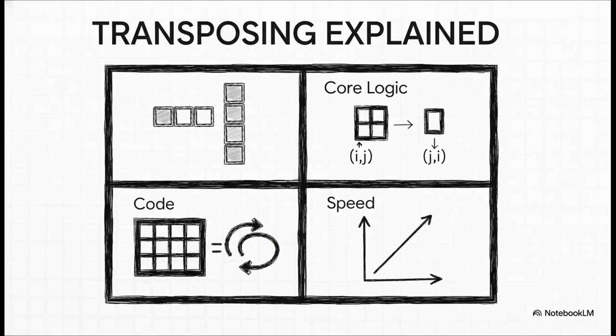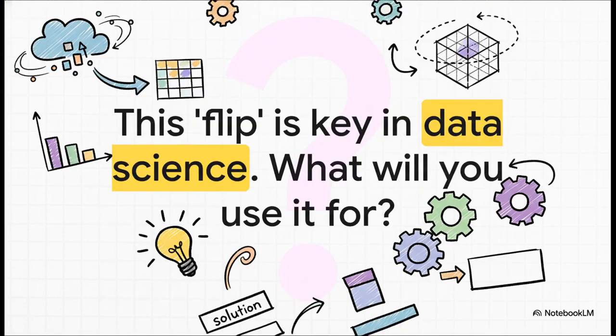So, if you remember just 4 things from all this, make it these. 1. Transposing is just swapping rows and columns. 2. The core logic is a simple index flip. 3. The code just needs 2 matrices and some nested loops. And 4. It's a fast operation whose speed depends directly on how big your data is. And look, this isn't just some abstract programming puzzle. This is a fundamental tool that's used everywhere, from analyzing huge data sets to rotating 3D models in video games. So now that you know exactly how it works under the hood, the real question is, what are you going to use it for?